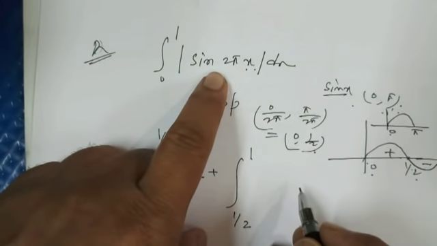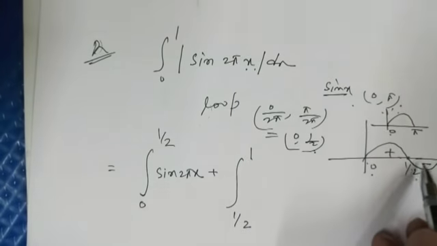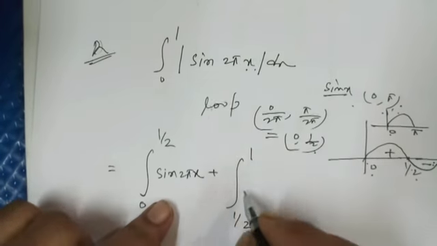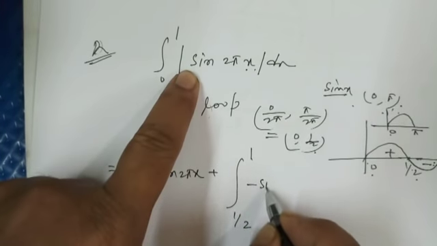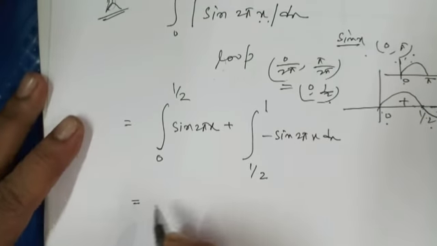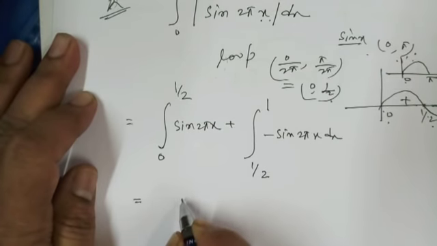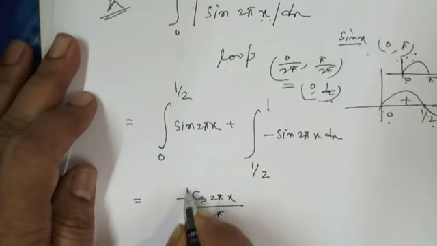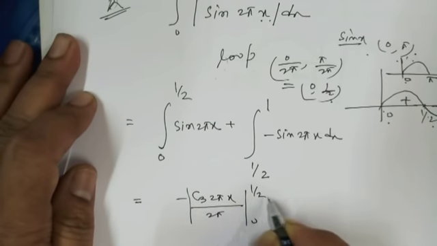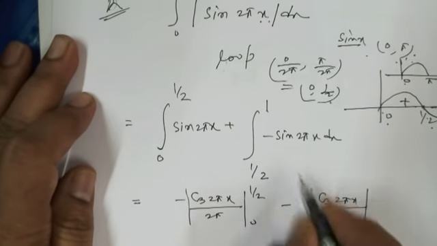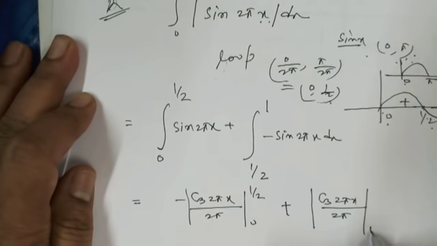because inside the modulus function, in the half to 1 interval, the value of sin 2 pi x is negative. So when negative, then this is sin 2 pi x dx. So this is minus cos 2 pi x upon 2 pi from 0 to half, and this is cos 2 pi x upon 2 pi, its integration minus minus plus, half to 1.